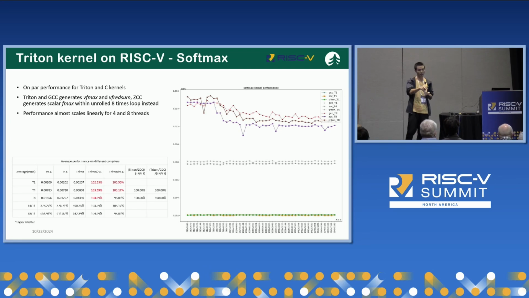But we can see from the chart, as the shape goes up, the performance of eight threads drops. It is because the memory bandwidth limits this algorithm.